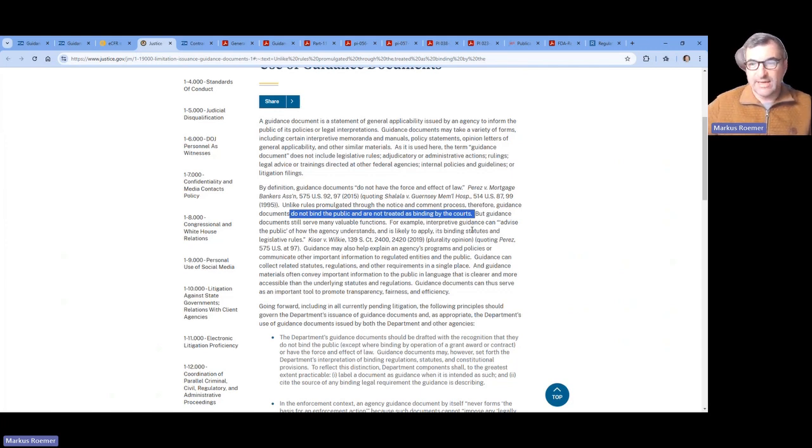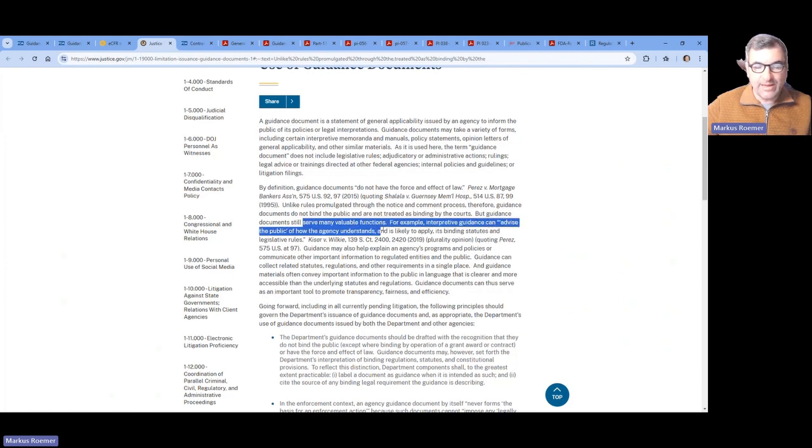That's important to understand. But guidance documents still serve many valuable functions, and that's true. It's very good to know them. Some of them contain really excellent advice for you. We will have a few of those later on, so that really makes sense. Like here, for example, interpretive guidance can advise the public on how the agency understands and is likely to apply its binding statutes and legislative rules.